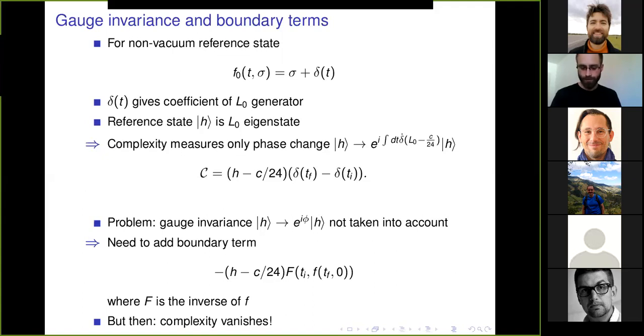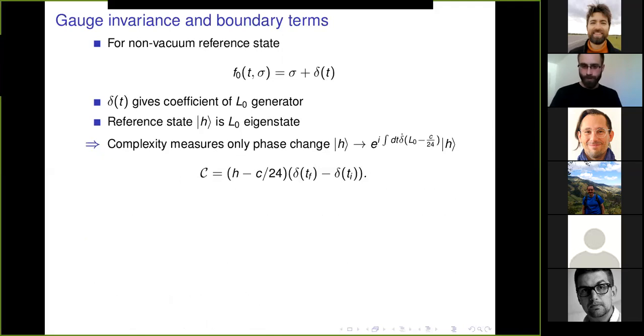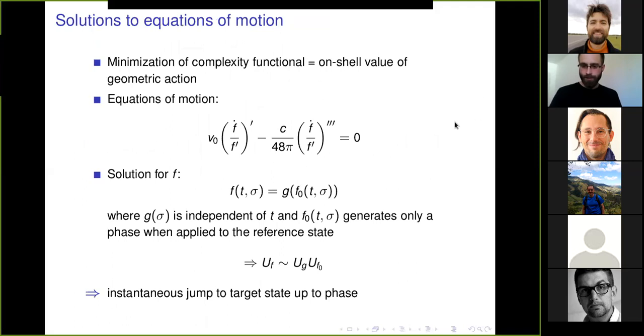In fact, it is not really a change of a state if you just change the phase of the state, obviously. And this is exactly the issue that I'm talking about. The general solution of the equations of motion allows for transformations between two arbitrary states in the same domain, because this conformal transformation T of sigma is arbitrary. However, this T of sigma, which parameterizes the instantaneous jump from reference to target state, does not contribute. And that is exactly the issue why you're measuring only a phase change with this complexity.